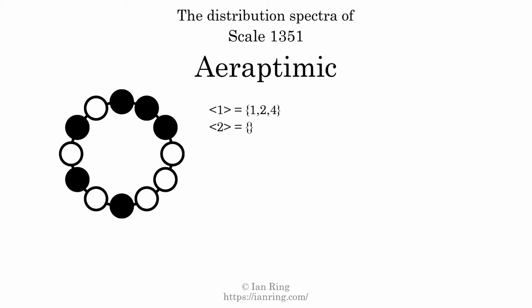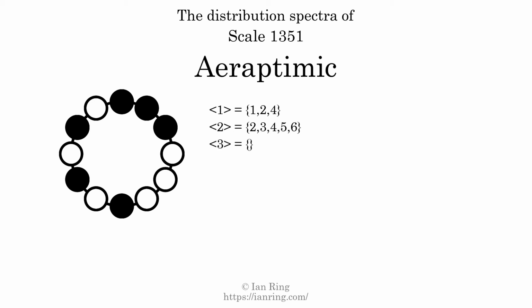The generic interval of 2 scale steps comes in 5 different specific interval sizes: 2 semitones, 3 semitones, 4 semitones, 5 semitones, and 6 semitones. The spectrum width of this generic interval is 4.